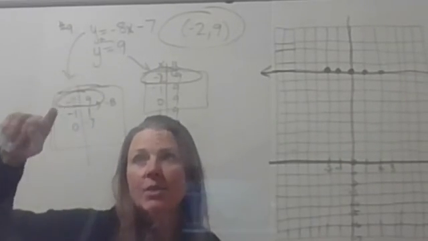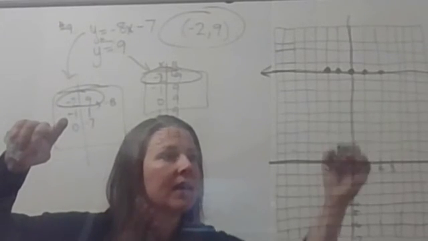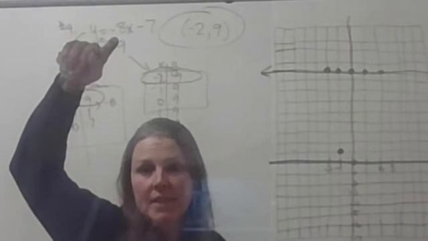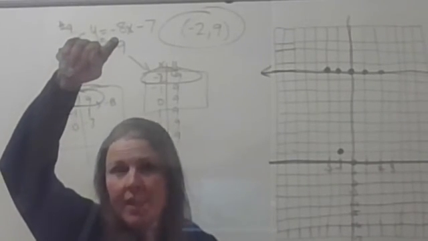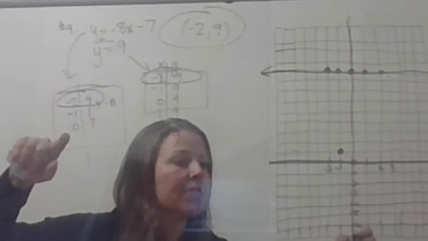And then this right here, negative 2 gives 9, and then negative 1 gives 1. So this is a pretty darn steep slope. It does have a slope of negative 8, so that makes sense. It should be going down pretty darn fast. And then 0 gives negative 7.